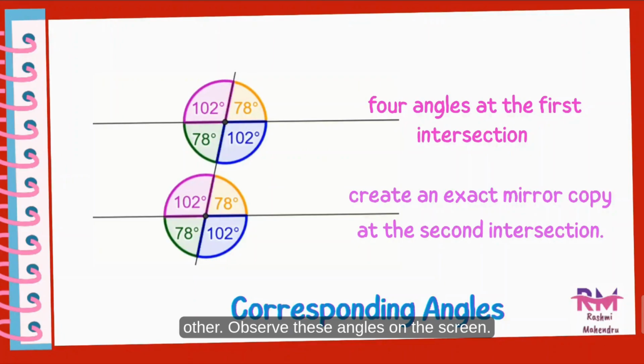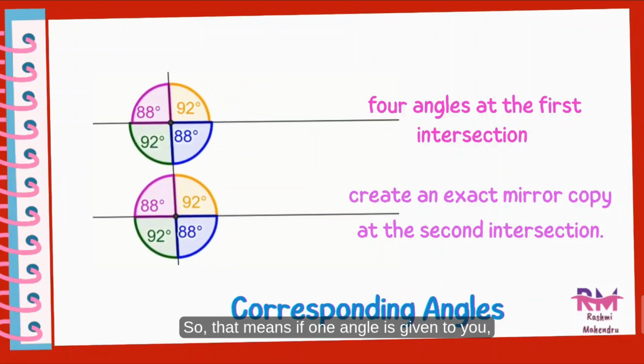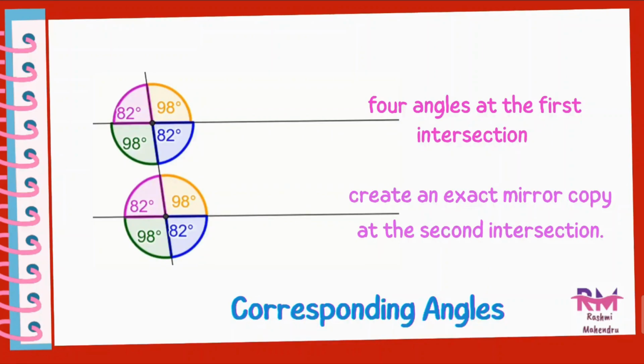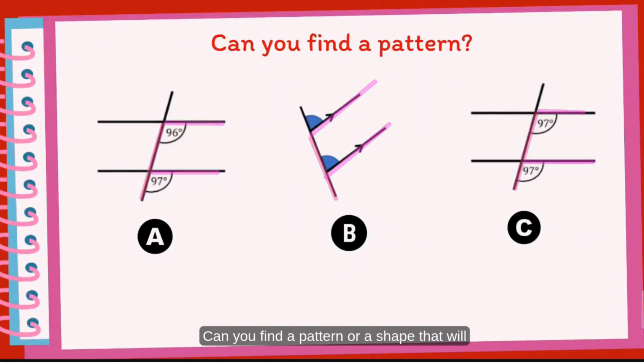Observe these angles on the screen. Observe the position of yellow angles, the pink angles, the green and the blue angles. See how they are exactly the same. Also, draw the conclusion that in these angle pair, if one is acute, the other is obtuse. So that means if one angle is given to you, you can quickly find the other by subtracting it from 180 degrees. Can you find a pattern or a shape that will quickly help you to identify the corresponding angles?